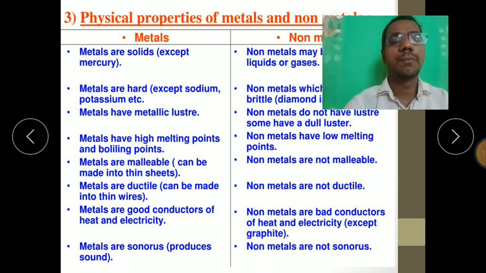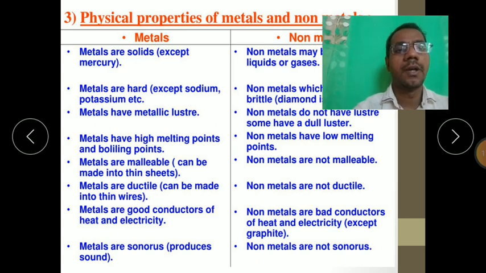So this property of metal is called sonorous. But non-metals do not produce such a sound. So that's why non-metals are not sonorous. Again, we will revise only the points.